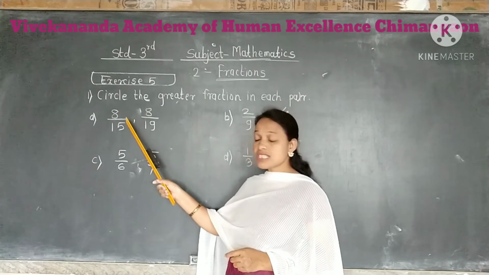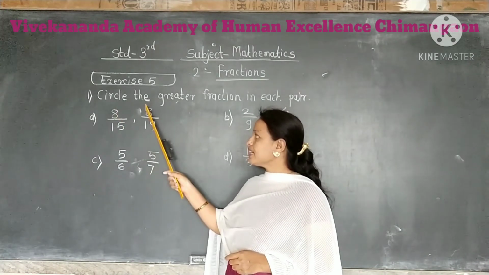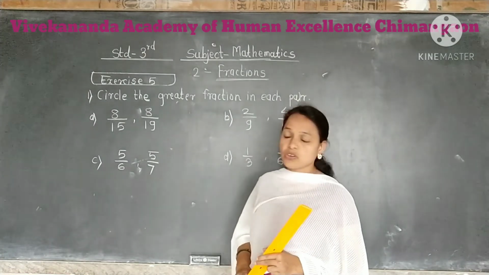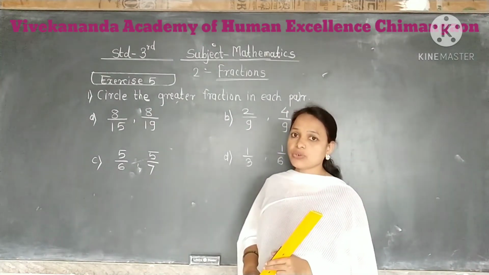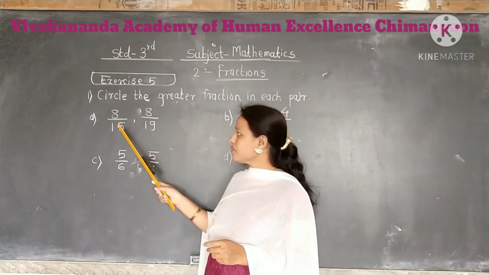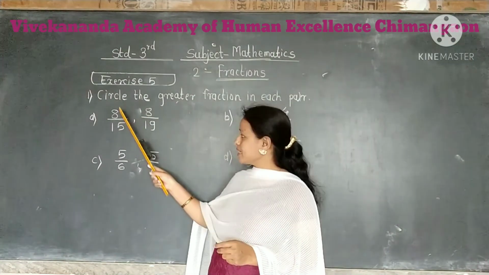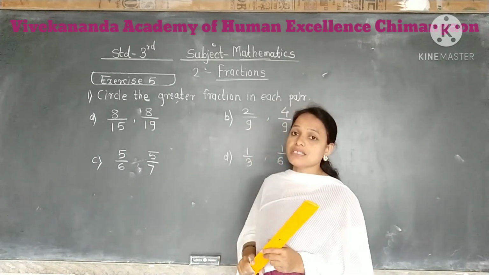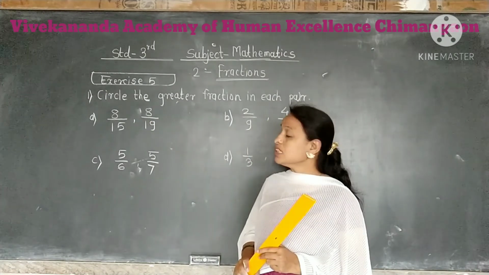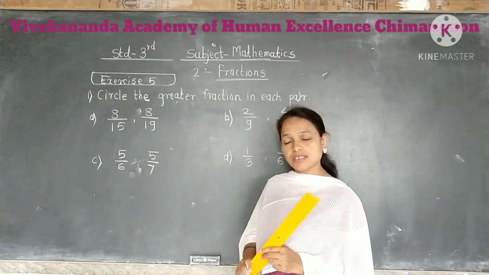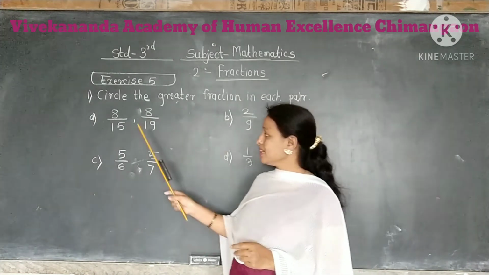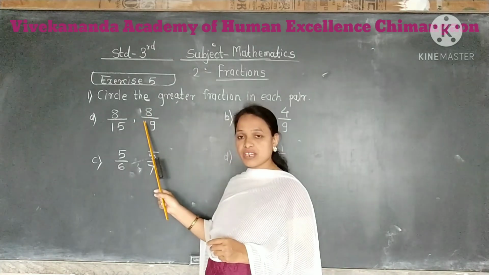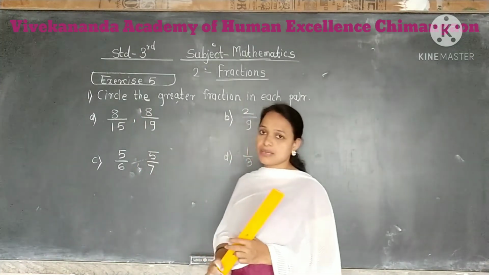So here the first pair is 8 upon 15 and 8 upon 19. If you observe this pair of fractions carefully, then you come to know that 8 upon 15, its numerator is 8, and 8 upon 19, its numerator is 8. Means in this pair both the numerators are the same, but the denominators are not the same.